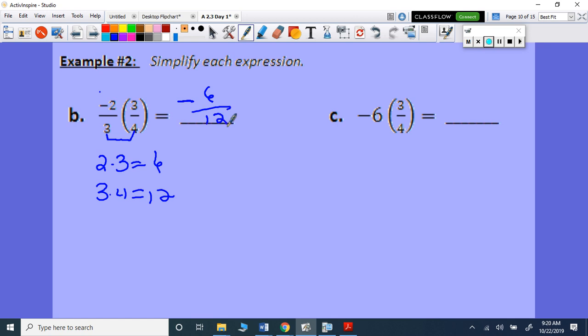Do not leave me 6/12. You can reduce that, Michaela. 1/2. If you have to see it, 6 goes into itself once, 12 twice.